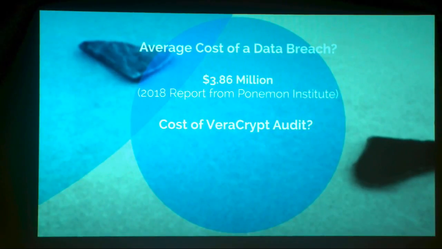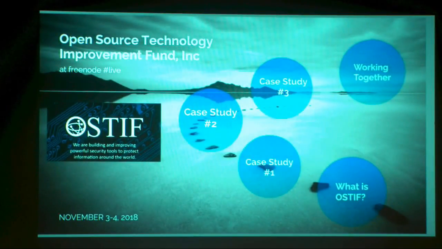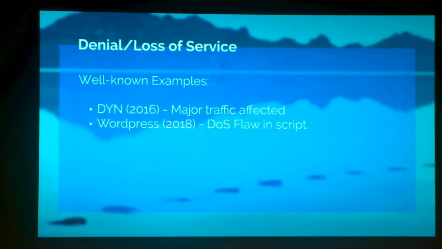And so the cost of the VeraCrypt audit, $3.99 million. Now I know what you're thinking, that's fantastic. Okay, I'm getting a couple of confused looks in the audience, and you got me. I'm actually kidding. The actual cost was around $30,000, which, as you can see, is a fraction of $3.99 million.